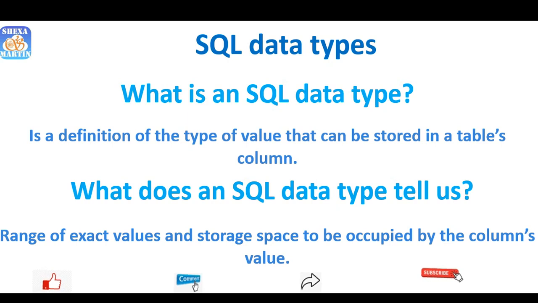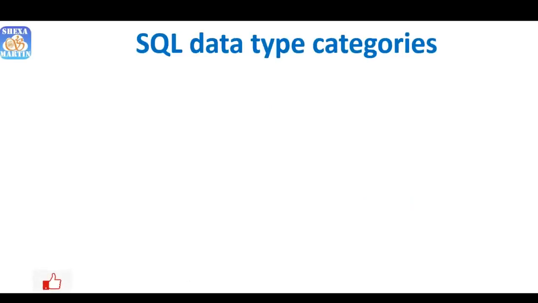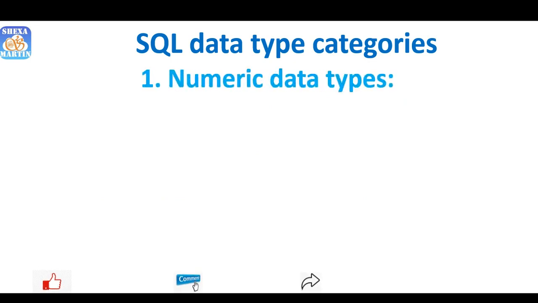So from this, I'm sure that we now know what an SQL data type is, and what an SQL data type can tell us as programmers, or as script writers. Let's now talk about the categories of data types. Categories. We have numeric data types.